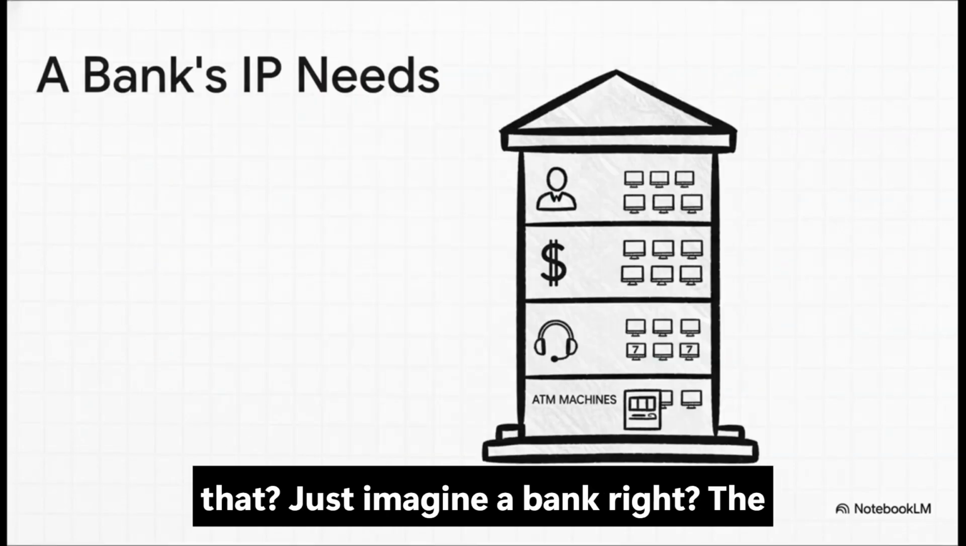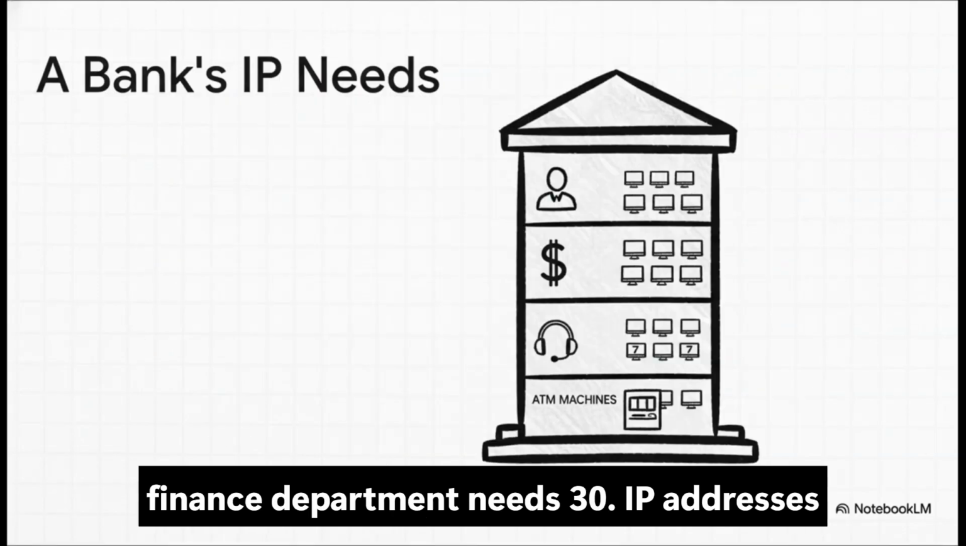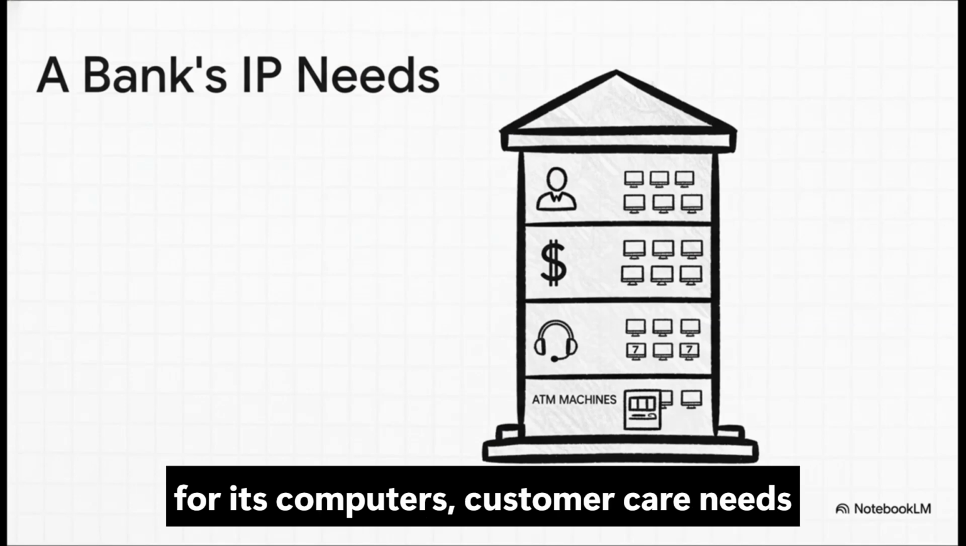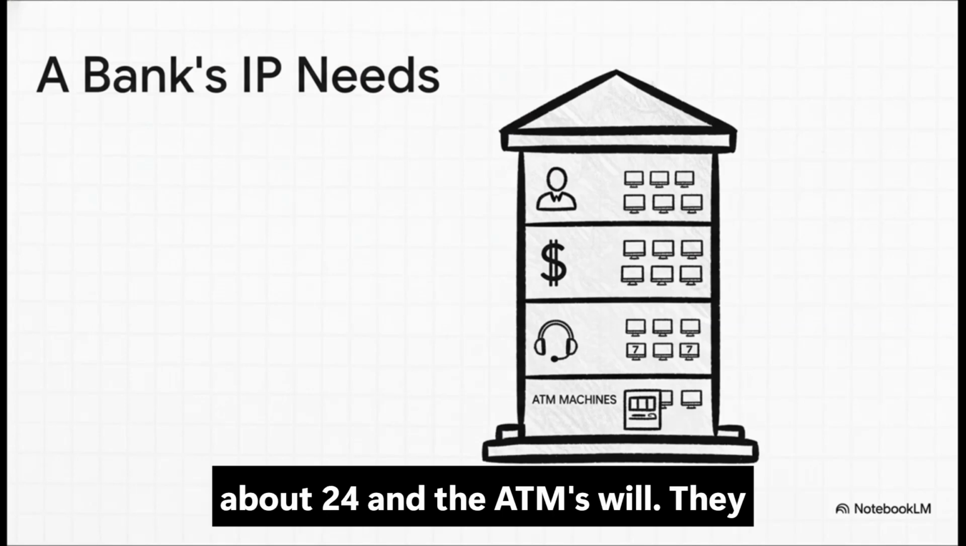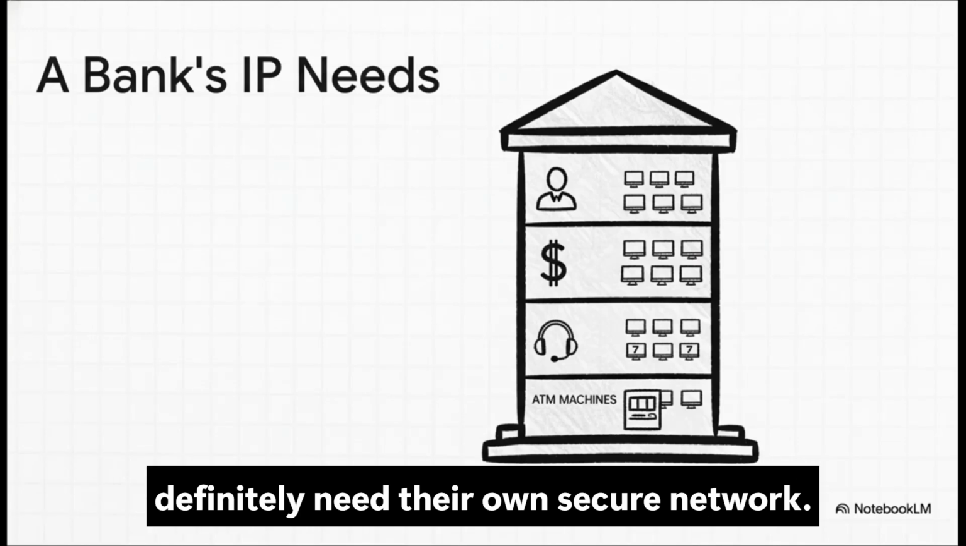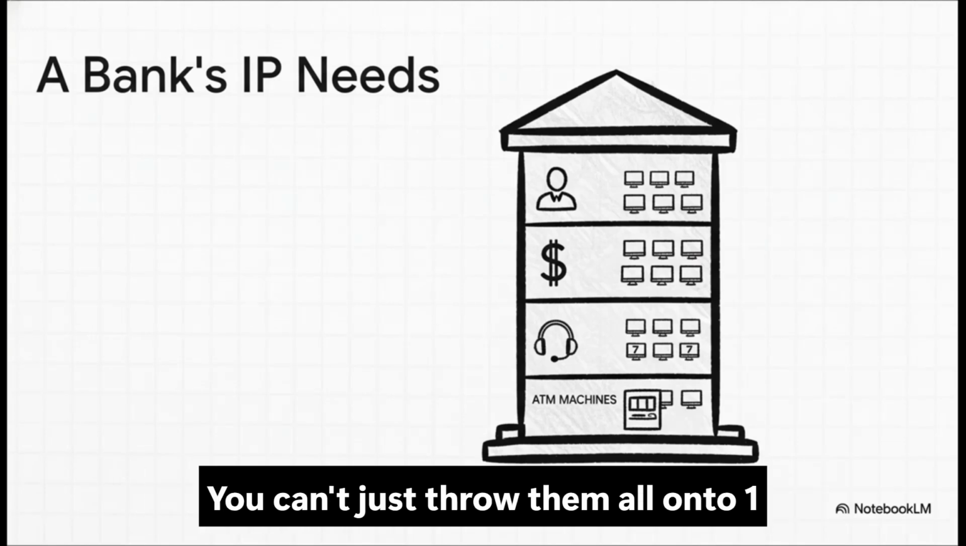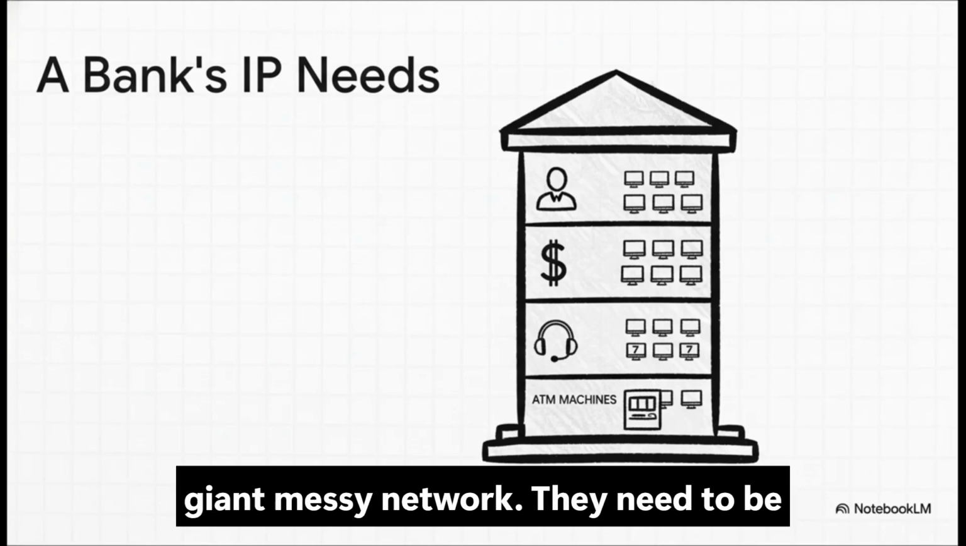Just imagine a bank, right? The finance department needs 30 IP addresses for its computers. Customer care needs about 24. And the ATMs, well, they definitely need their own secure network. You can't just throw them all onto one giant, messy network.